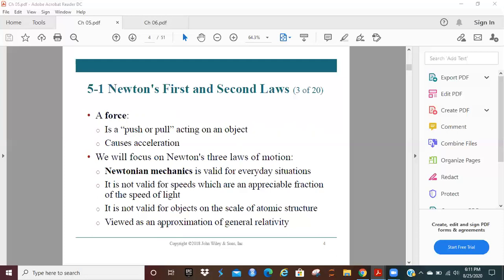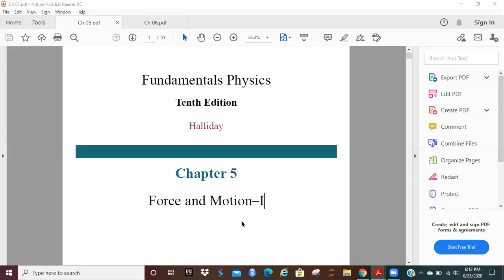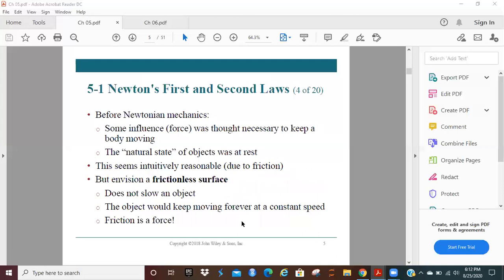It's not going to be valid for objects that are on the atomic scale. We can try working the laws at that point, but it just doesn't give good results, so we don't use it at that scale. And it is also viewed as an approximation of general relativity, which we're not really going to concern ourselves with too much in this course.